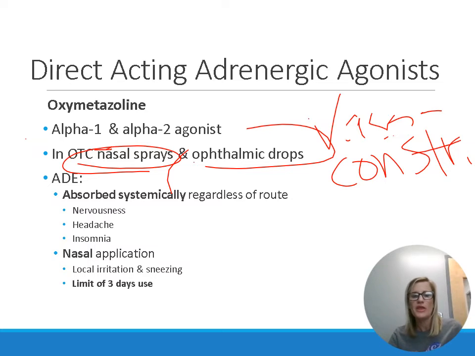The adverse drug effects, if it's absorbed. We use it locally to try and decrease systemic adverse drug effects. But either way, some of the drug is going to get absorbed systemically anyways. So the more patients are using it, the more likely it is that they have systemic effects from it. Some patients might not notice anything, but some might report nervousness, insomnia, some headache. So you might want to caution patients the first time they use it, don't use it at bedtime, just to see if it's stimulatory for them or not.